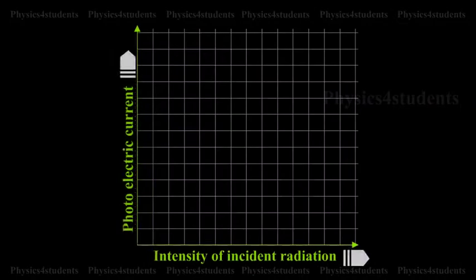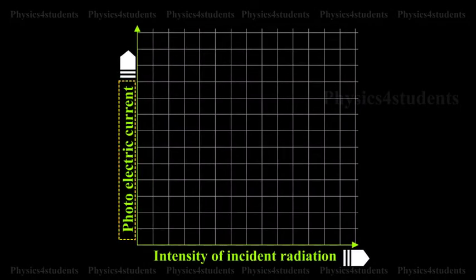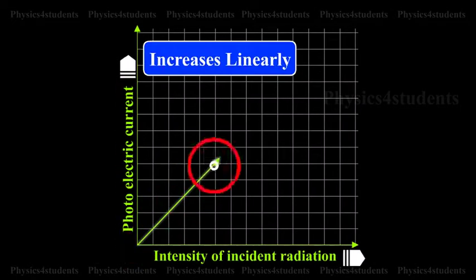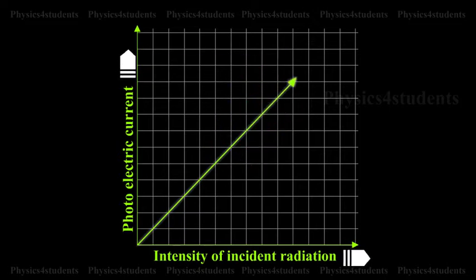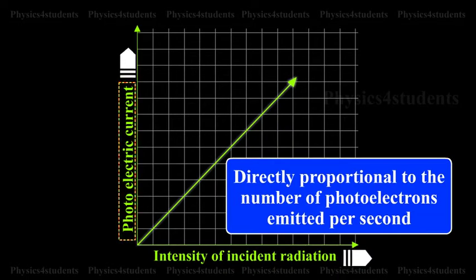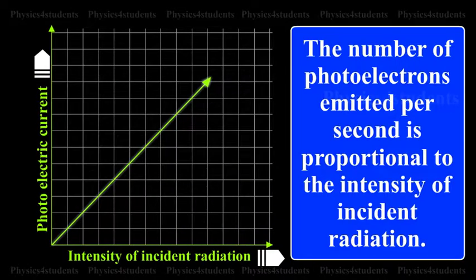It is found that the photoelectric current increases linearly with the intensity of incident radiation. Since the photoelectric current is directly proportional to the number of photoelectrons emitted per second, it implies that the number of photoelectrons emitted per second is proportional to the intensity of incident radiation.